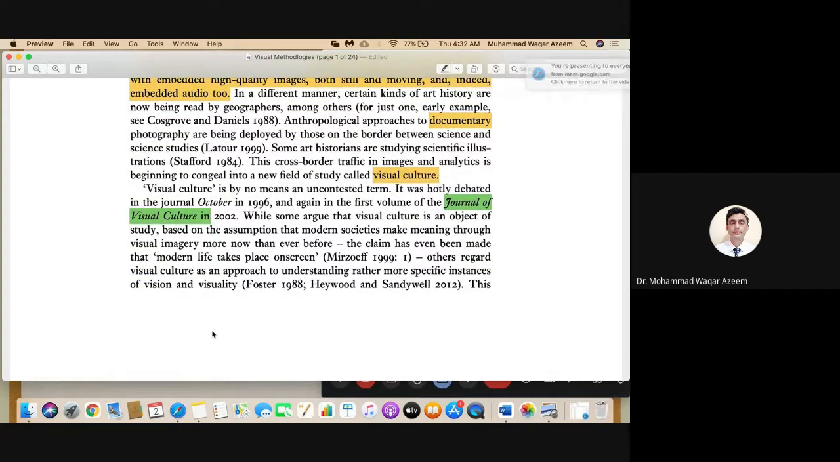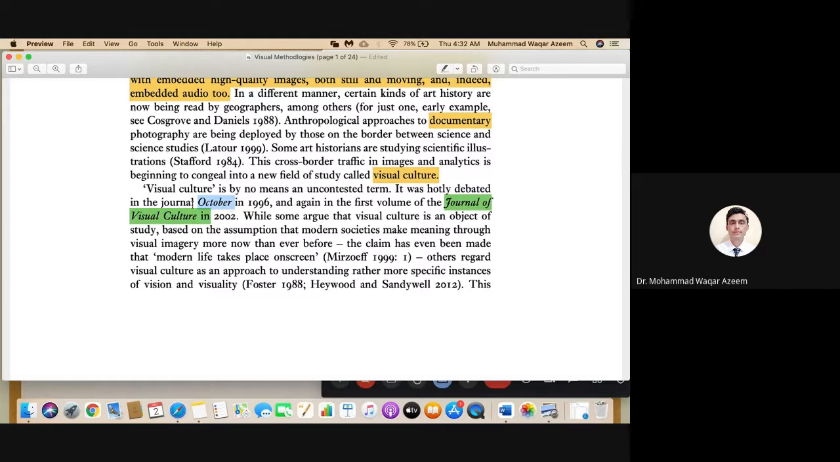Okay, so the writer refers to, in fact, some of the places where these discussions have been taking place. For example, the Journal of Visual Culture and the journal which is called October. This is the title of the journal. So 1996 and 2002, right? So one can have a look at these journals just to understand how this visual culture was emerging and replacing the culture of reading.